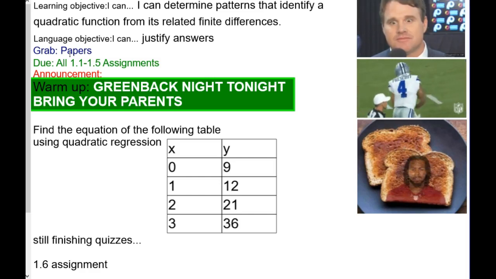Okay. Now, finding the equation. Now, we did not do this yesterday in the calculator, so I'm showing you today on the warm-up. You already wrote your objective. You wrote down the table. Now, how do we usually get equations? Where do we go in the calculator?